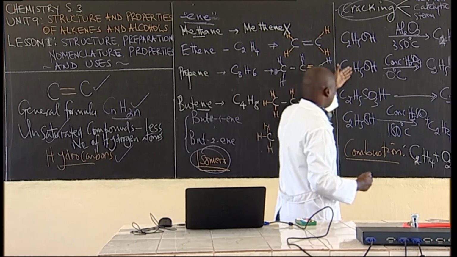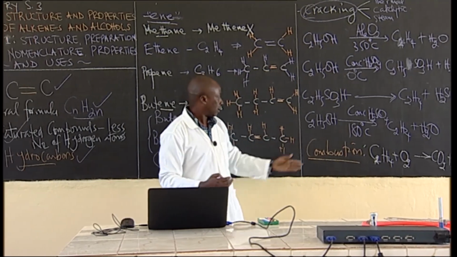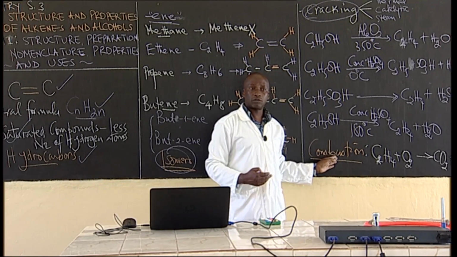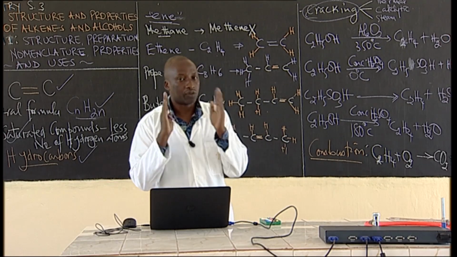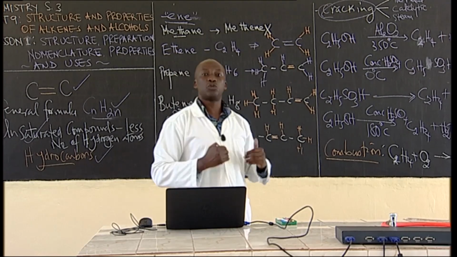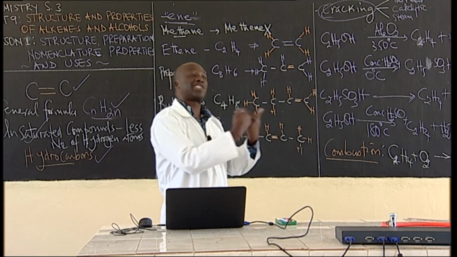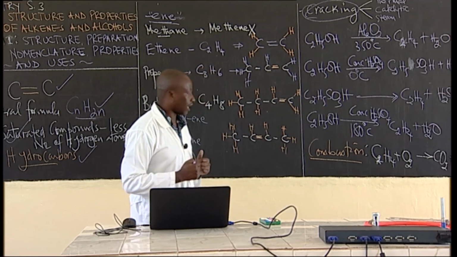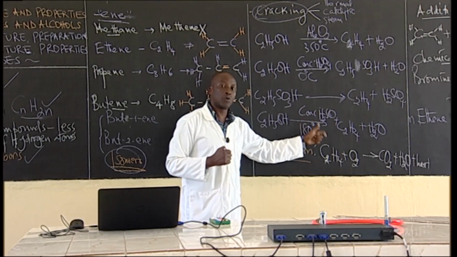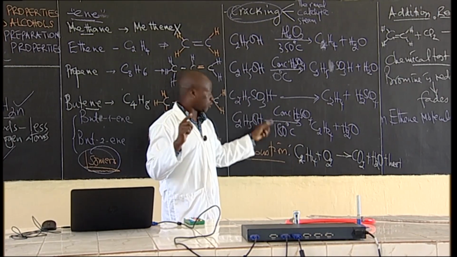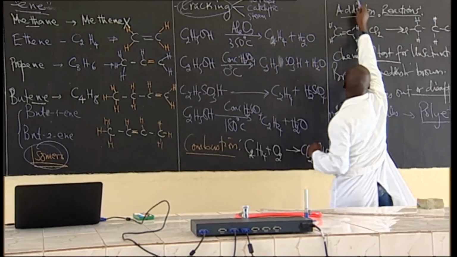Then we looked at some of the chemical reactions, the chemical behavior. Under combustion, we said they also undergo combustion. However, if you remember, we said they are not used as fuels. Why? Because they produce less heat compared to the alkanes. And that is why they are not used as fuels like alkanes.